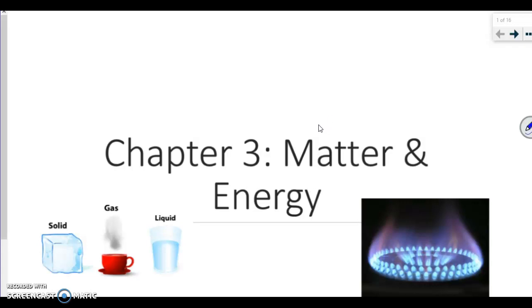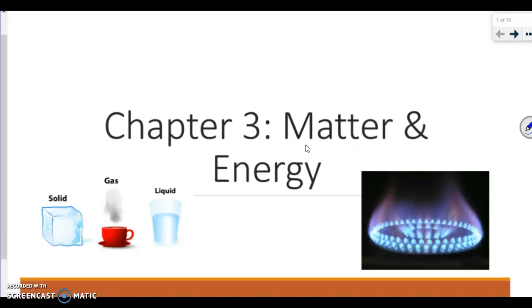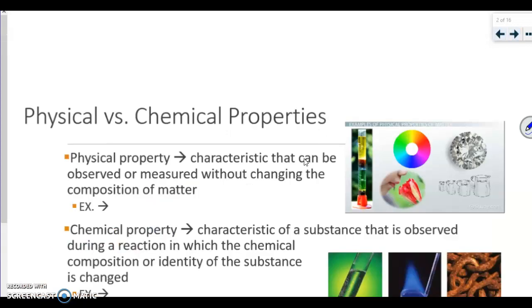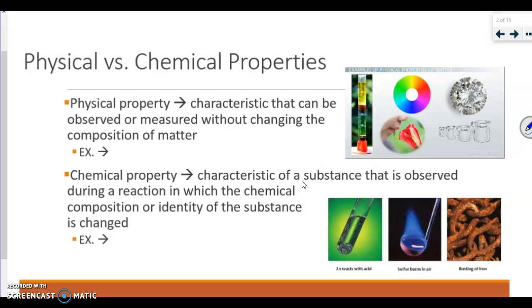This is a video lecture on Chapter 3, Matter and Energy for Chem 100. We are going to start by discussing physical and chemical properties. A physical property is defined as a characteristic that can be observed or measured without changing the composition of matter.